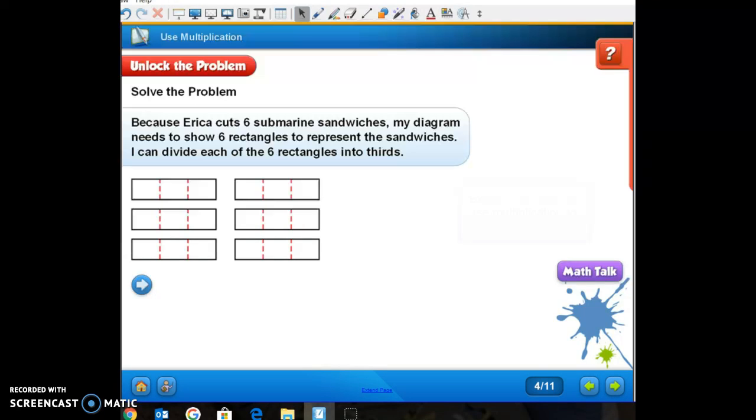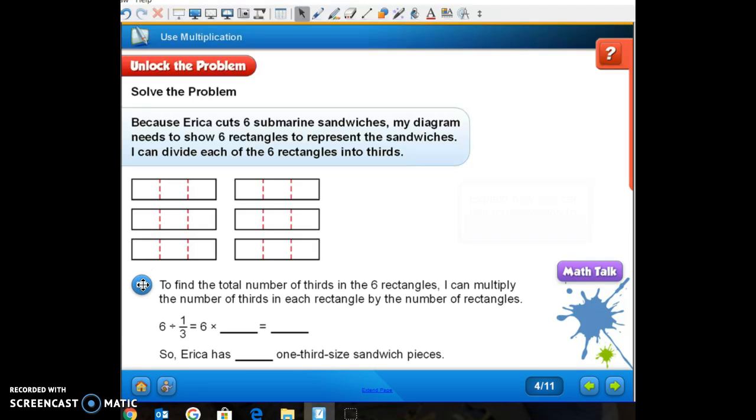Because Erica cuts 6 submarine sandwiches, my diagram needs to show 6 rectangles. To represent the sandwiches, I can divide each of the 6 rectangles into thirds. So you can see the black represents the sandwiches, the red represents the cuts into thirds. To find the total number of thirds in the 6 rectangles, I can multiply the number of thirds in each rectangle by the number of rectangles.